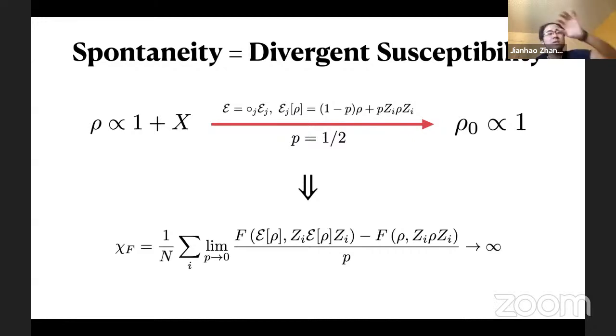So the spontaneity is captured by the following quantity, which is actually the derivative of such a quantity with respect to the intensity of the external channel perturbation. You can see that the intensity of the channel perturbation is exactly captured by the probability p here. And you may ask what kind of F it is. It's actually some kind of fidelity between rho and the density matrix conjugated by the charged operator, a single charged operator. It's not a fidelity correlator.